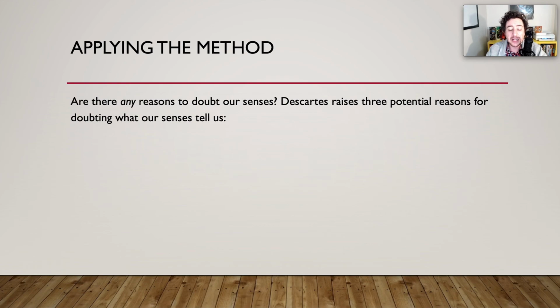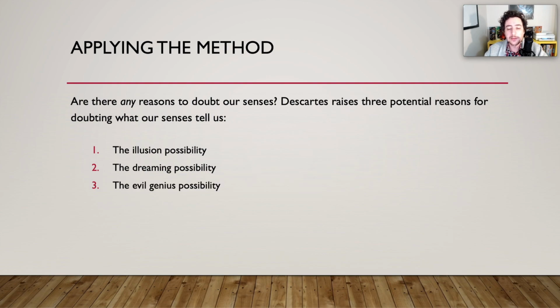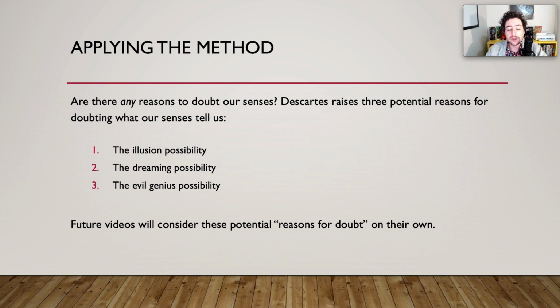Now, are there any reasons to doubt the senses, though? And Descartes raises three potential reasons for doubting what our senses tell us. There's the illusion possibility. Sometimes our senses create illusions. There's the dreaming possibility. Sometimes we sense things in our dreams that aren't actually there. And then he brings up the evil genius possibility. Future videos are going to consider these potential reasons for doubt on their own.